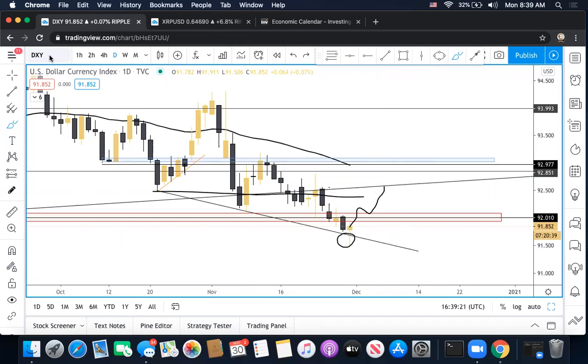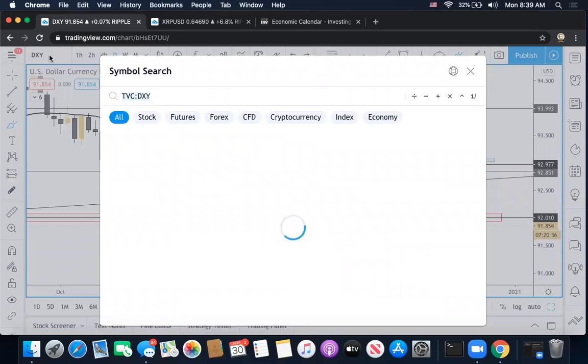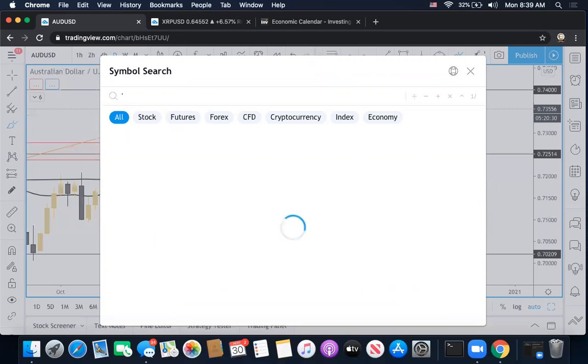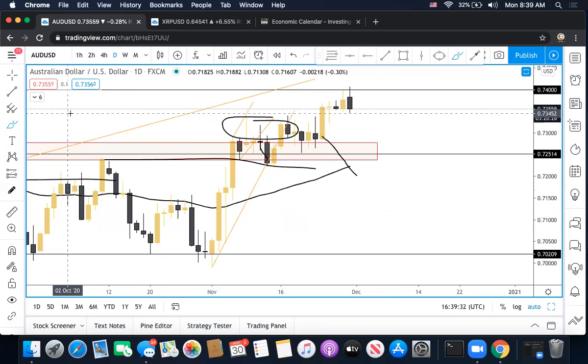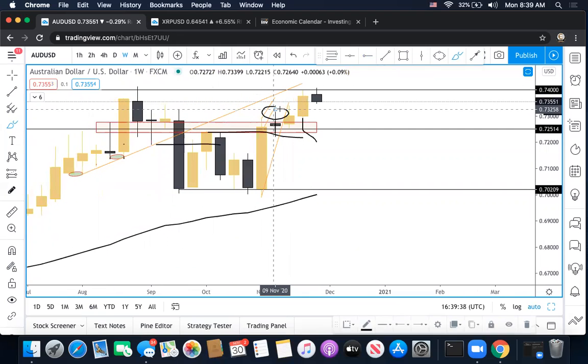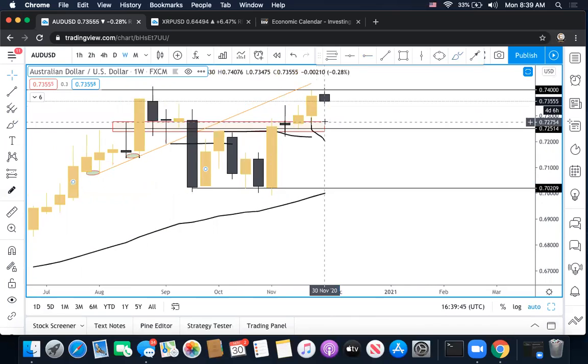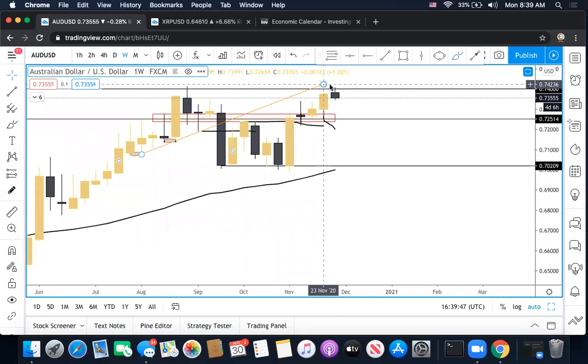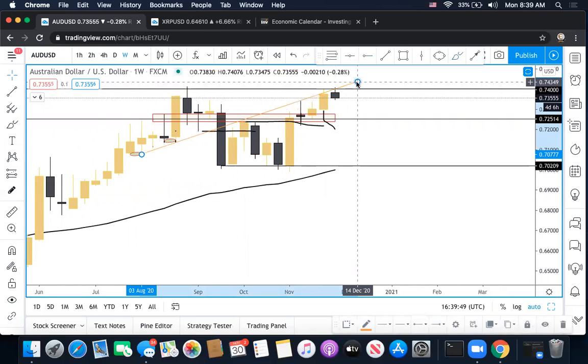All right. AUDUSD. Let me delete some of this.